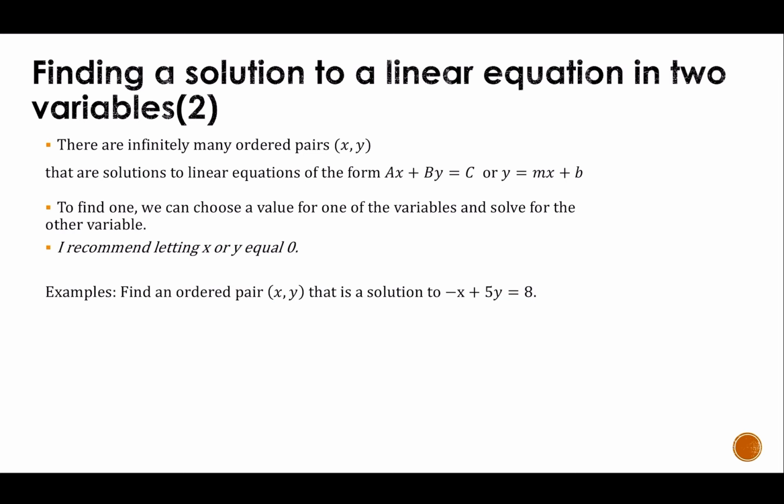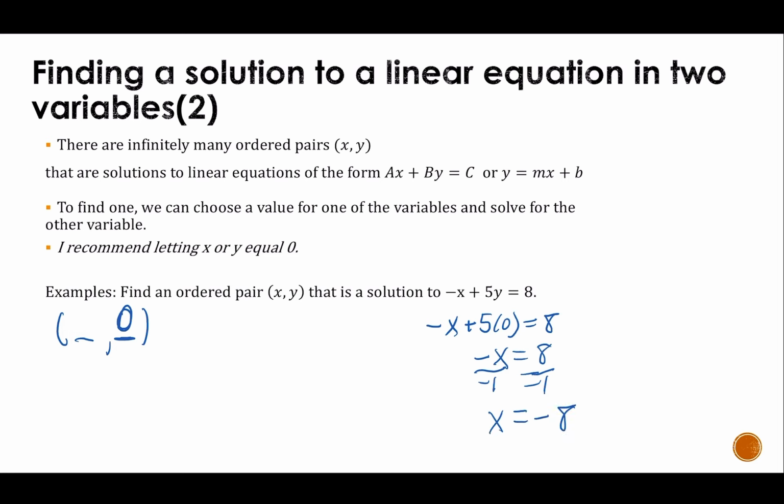I have negative x plus 5y equals 8, and I want to find a solution. So I'm going to go ahead this time with my ordered pair and let y equal 0. So I have negative x plus 5 times 0 is 8. That leaves me with negative x is 8. We divide both sides by negative 1 because we want that x all by itself. So I get x is negative 8. That means that the ordered pair negative 8, 0 is on the graph of this line, negative x plus 5y is 8.